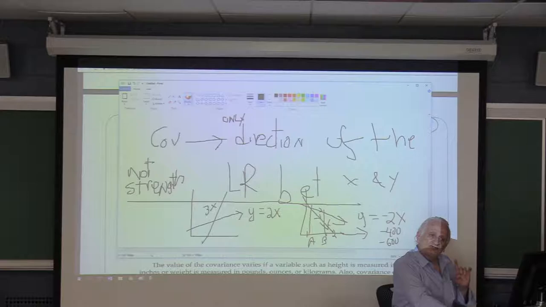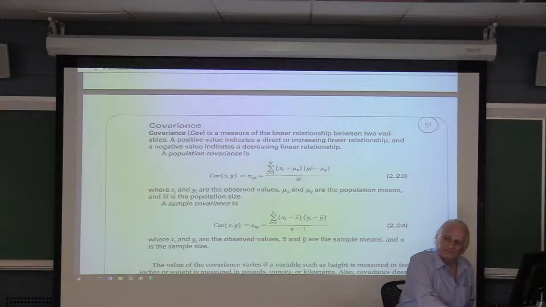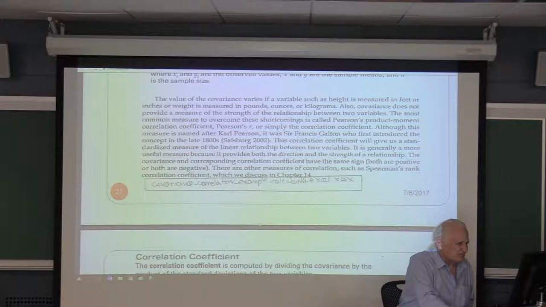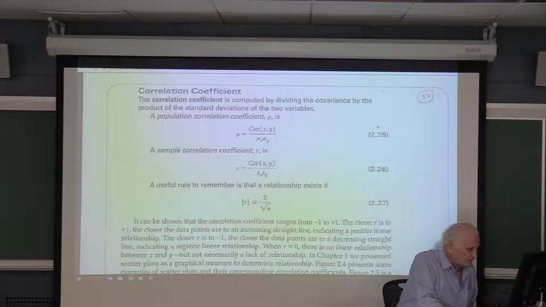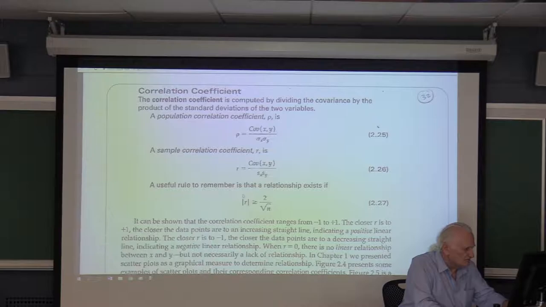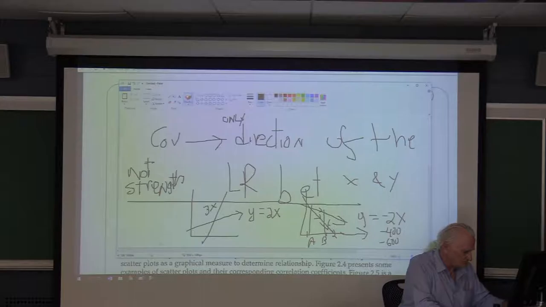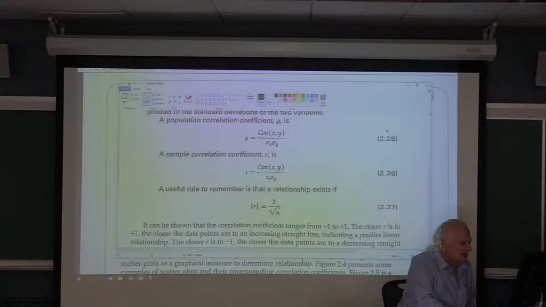Now, the covariance tells you about the direction only. If I want to know about both the direction of the relationship and the strength, I need to look at the correlation coefficient. This is the covariance formula for the population. It's actually very easy to calculate. This is the covariance formula for the sample. Here is the correlation coefficient for two variables, and this is the correlation coefficient for a population. This is the Greek letter rho, and this is the correlation coefficient for a sample.